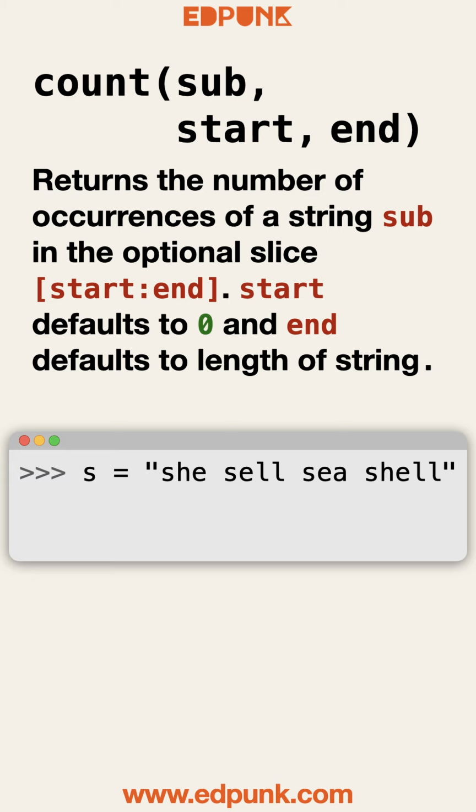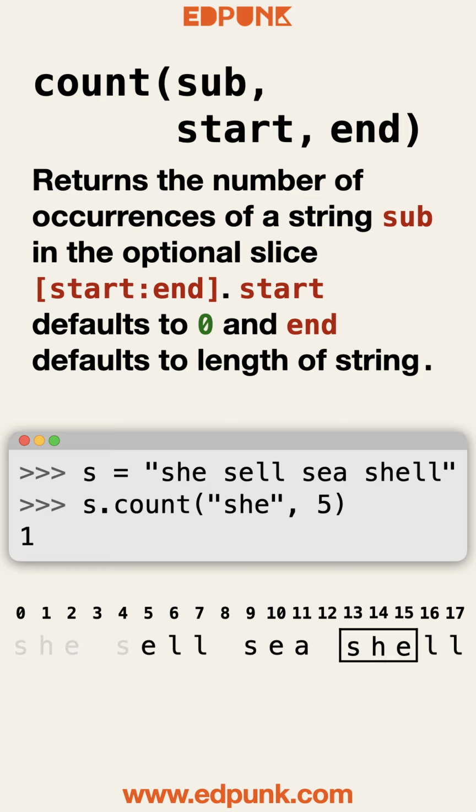For example, let us assign a string "she sells seashell" to a variable s. Now, s.count("she", 5) returns the number of times the substring "she" occurs in the string starting at index 5. In this case, there is just one occurrence of "she" starting at index 13. Hence, 1 is returned as the result.